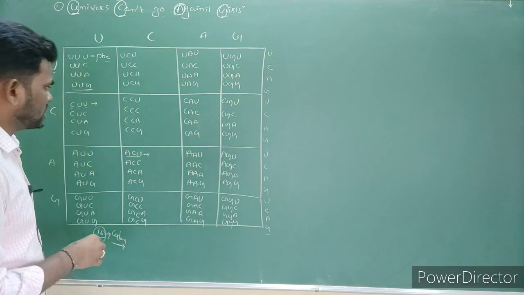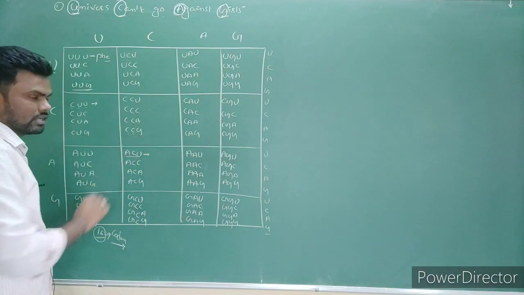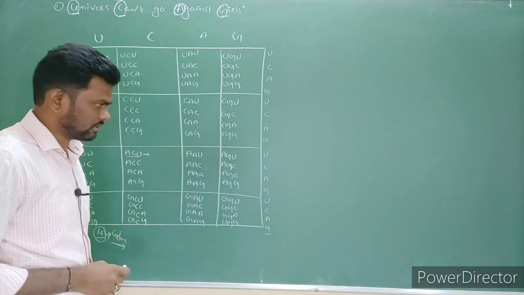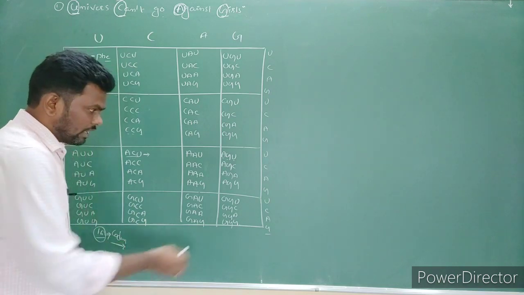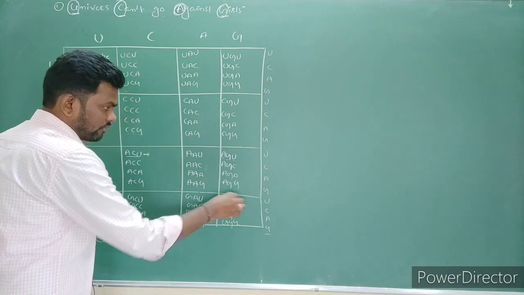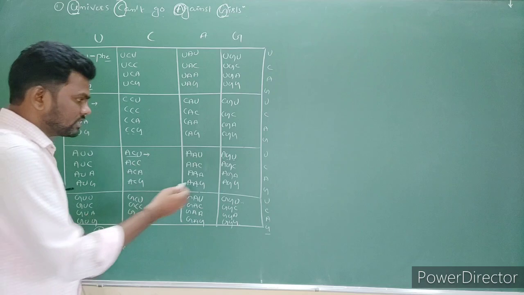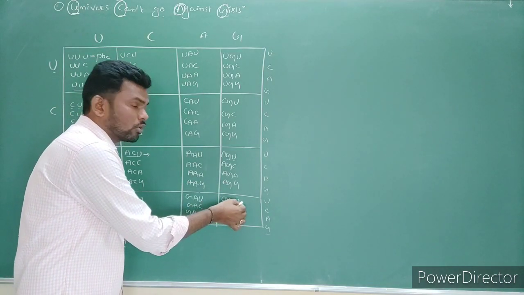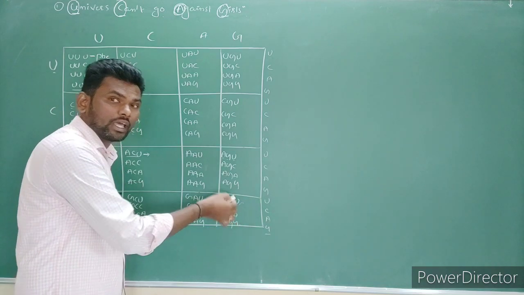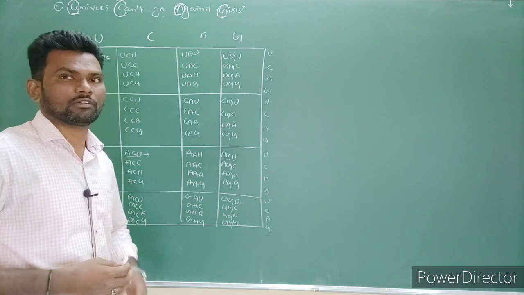But the tough task is, for example, CCG, which amino acid is it going to code for, or AGC, or for example GGC. It means the tough task is that for this particular codon, which amino acid it is going to code for, that you have to learn by heart. That is actually the tough task.